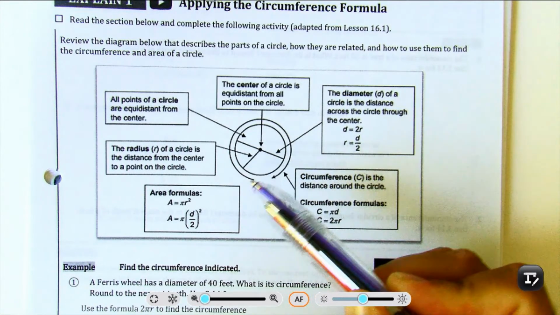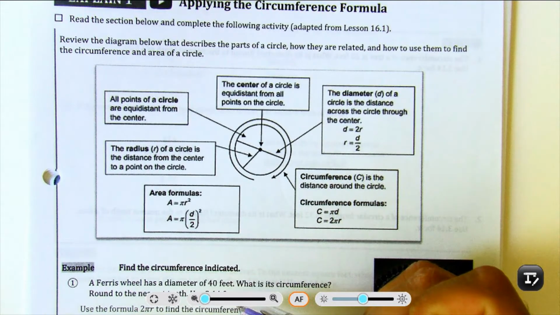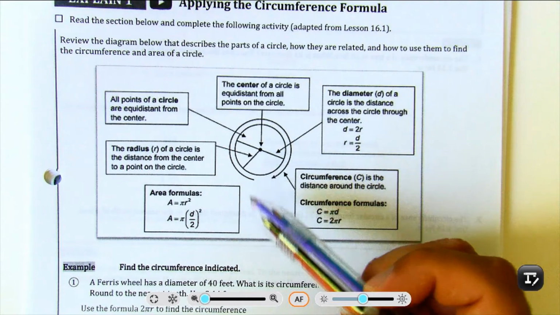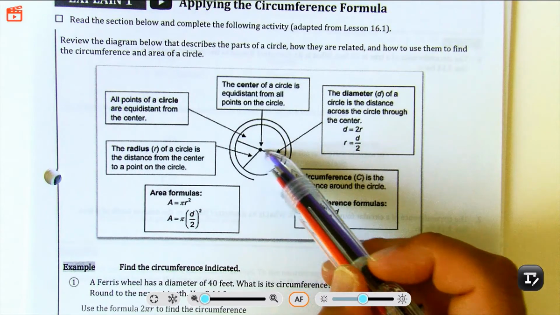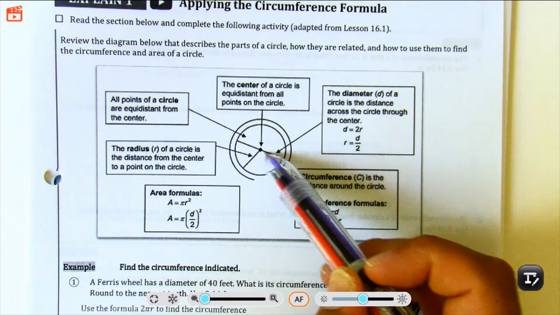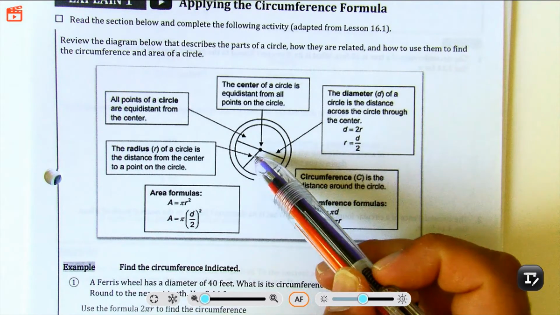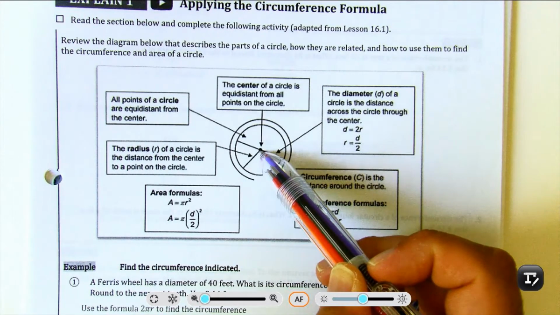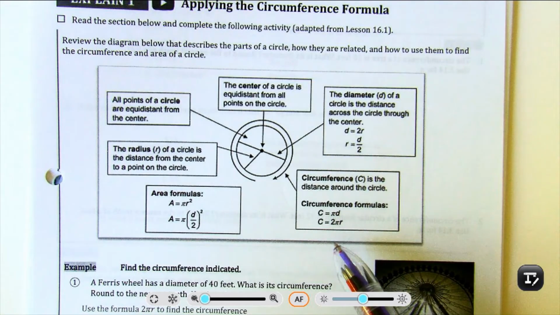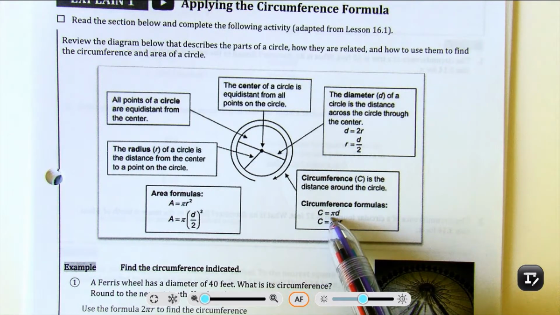The formula that we use, there are two types of formulas. One, if we're given the diameter, and remember the diameter of a circle is a chord that goes through the center point. So this right here. The other formula uses the radius, which is half the diameter, so from the outer edge to the center point. If we are given the diameter, the formula for the circumference is pi, which if you remember is 3.14, times the diameter. Or if we're given the radius, our formula is 2 times pi times the radius.